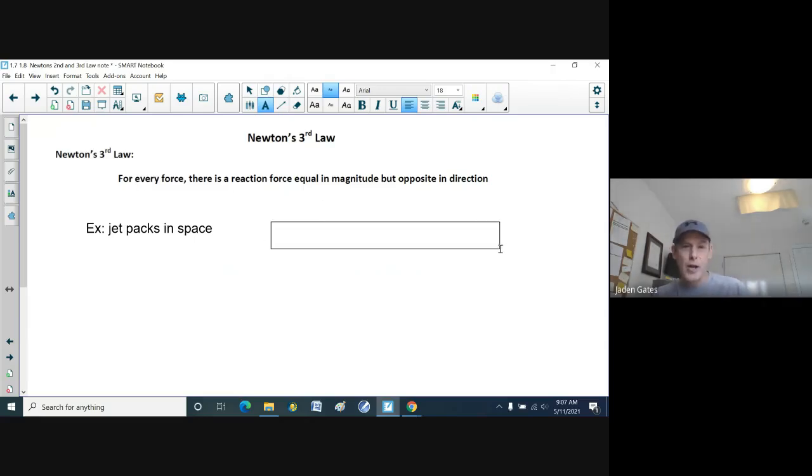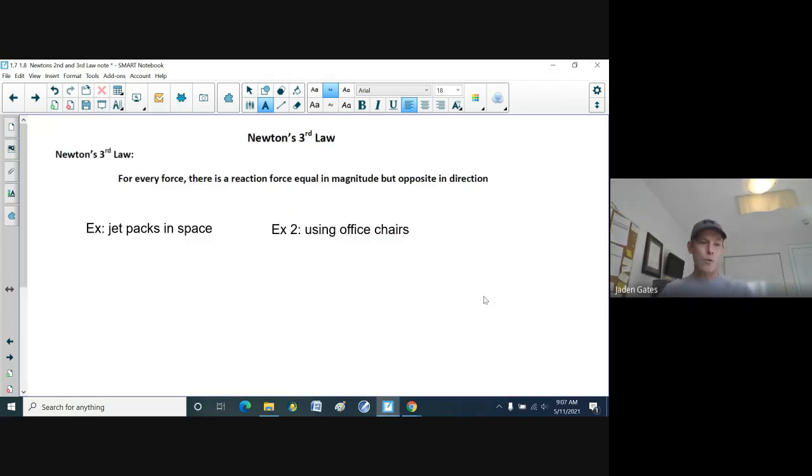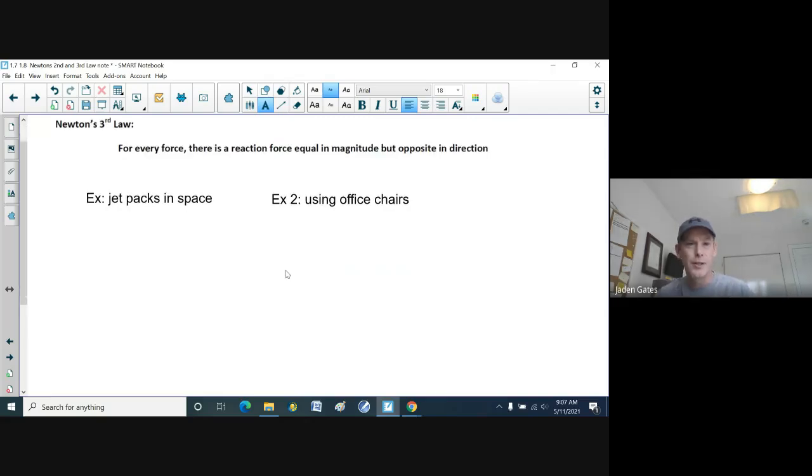Another way that I do it is when I'm in school, I can't do it in my room here, I'd fall, is using office chairs. Often I'll push off my desk to make myself go backwards. So I'm applying a force to the desk, but then the desk is applying a force back on me. And that's why my office chair gets to move.